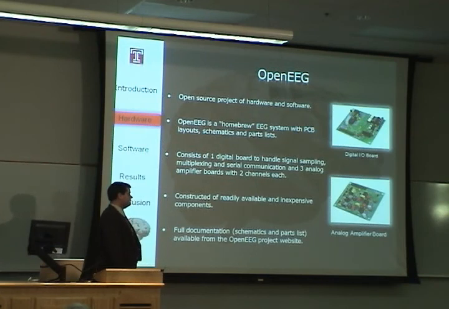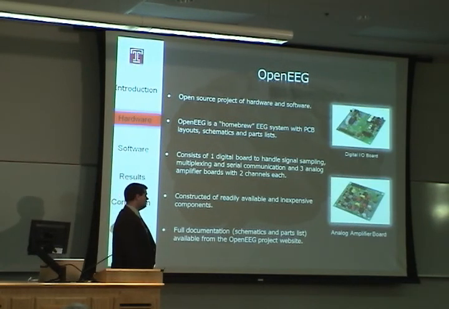All right, the signal acquisition equipment that we're using is the Open EEG system. This is an open source hardware and software project that we chose. It consists of one digital board, which is basically a signal sampling system, and 3 analog amplifier boards. Now, we chose this project primarily because it's constructed of relatively inexpensive and available hardware, which was very important to our project. And also, the full documentation for the system is available online, such as schematics and parts lists. And that was also very helpful for us.